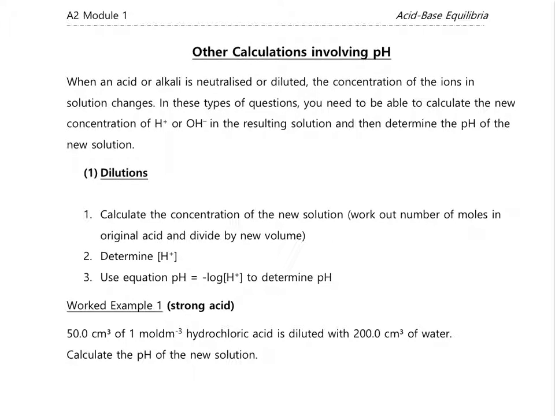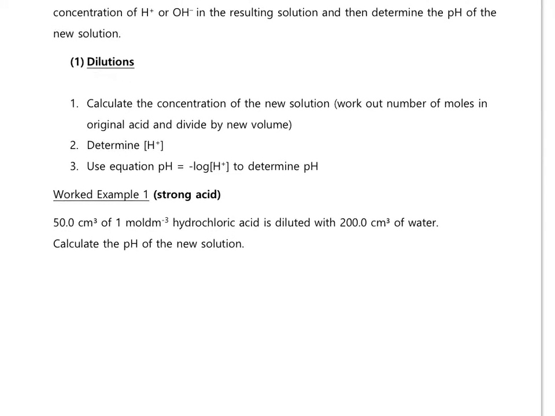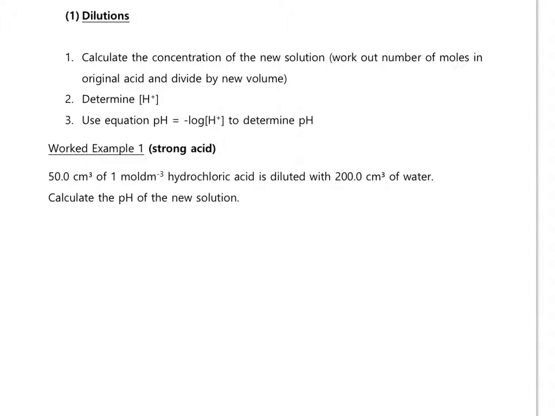So let's have a look first of all at dilutions, and you could be asked to do this for an acid or an alkali, and in particular with the acids you could be asked to do it for a strong acid or a weak acid. It's a little bit more complicated with a weak acid, but in general we follow this same three-step process. We calculate the concentration of the new solution, we determine the concentration of the hydrogen ions, and then we use our pH equation to determine the pH from the hydrogen ions.